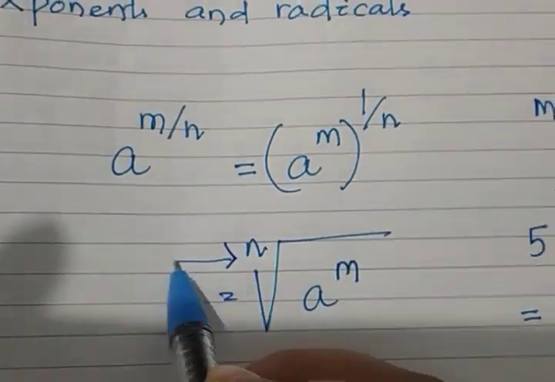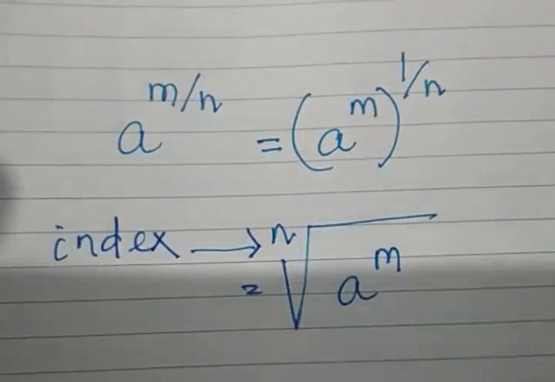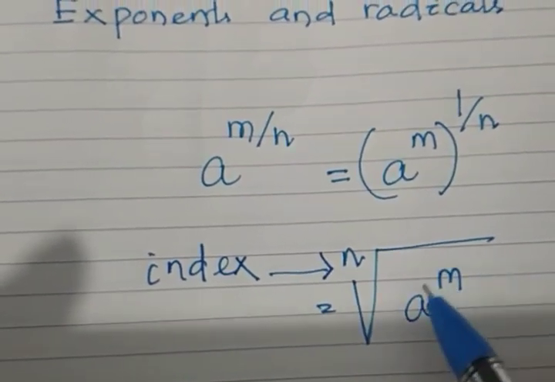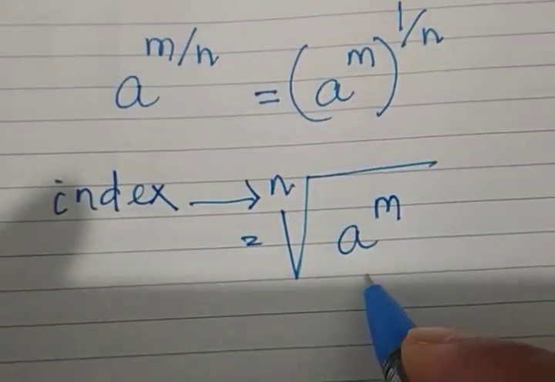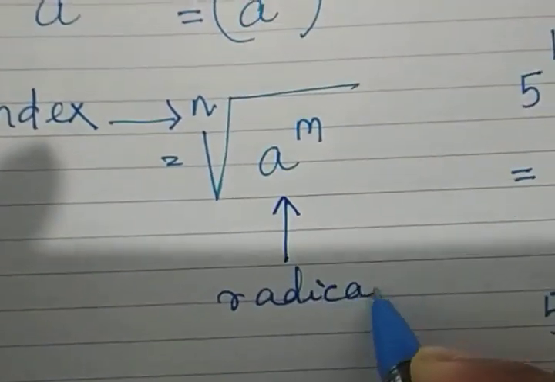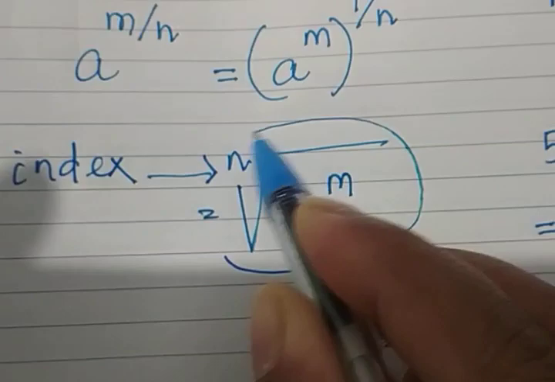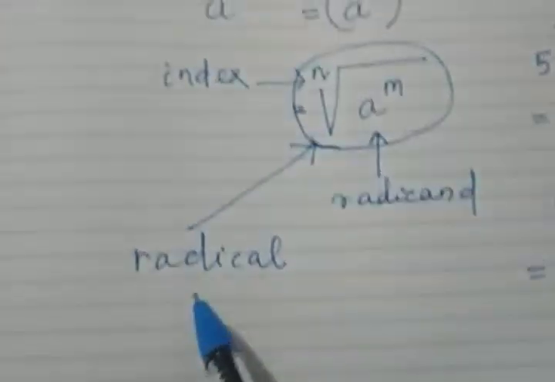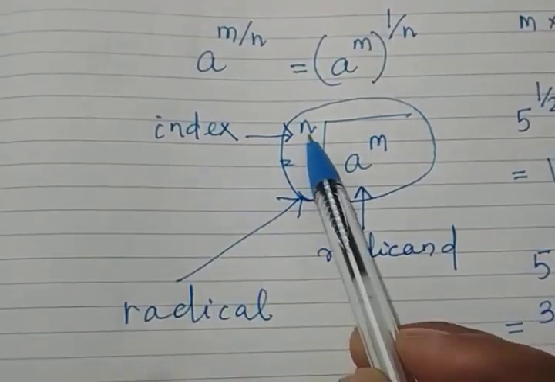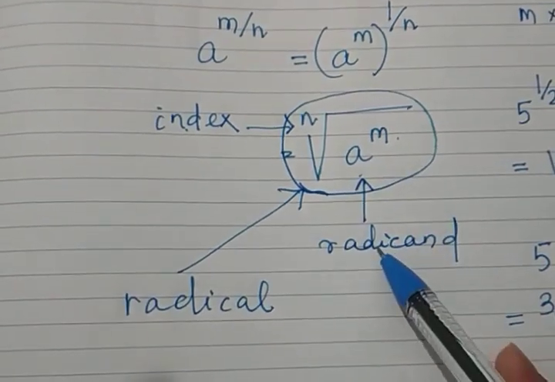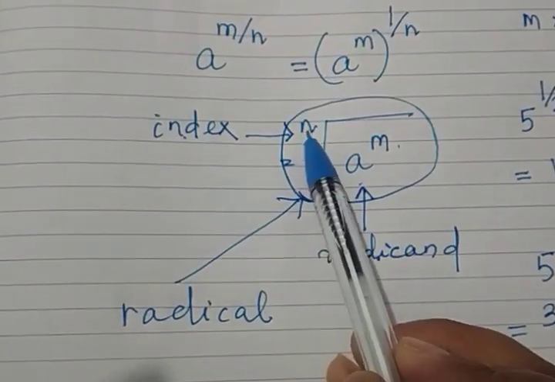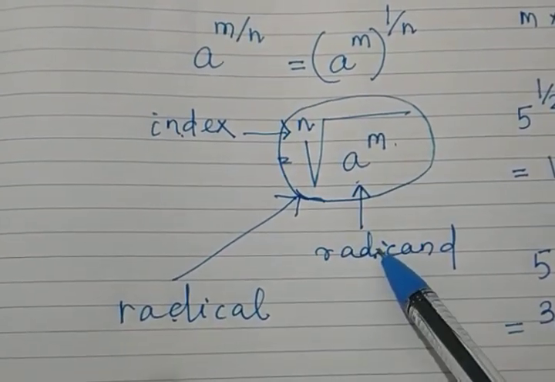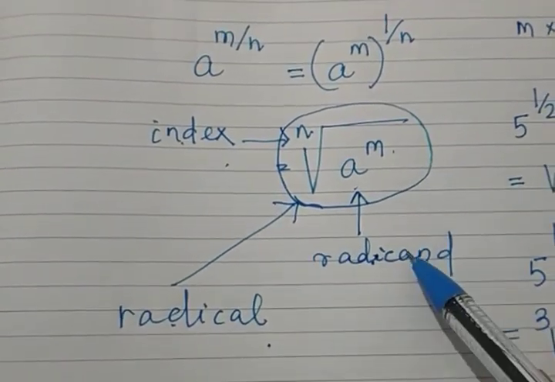Now, this n is called the index, and this a to the power m is called the radicand, and this entire term is known as what? Radical. This entire term is known as radical. n is called the index, a to the power m is called the radicand, and the value of n is always positive. So these are the three new terms that you have learned: index, radical, and radicand.